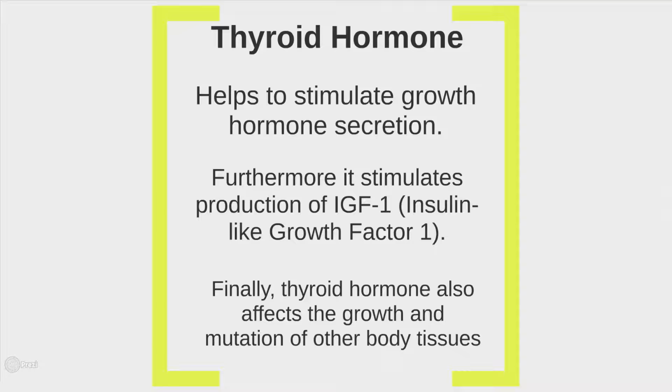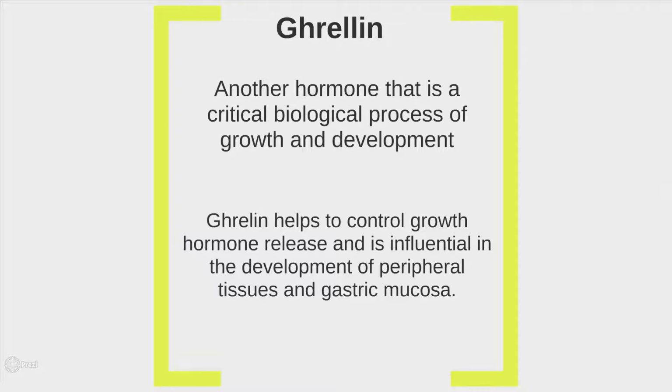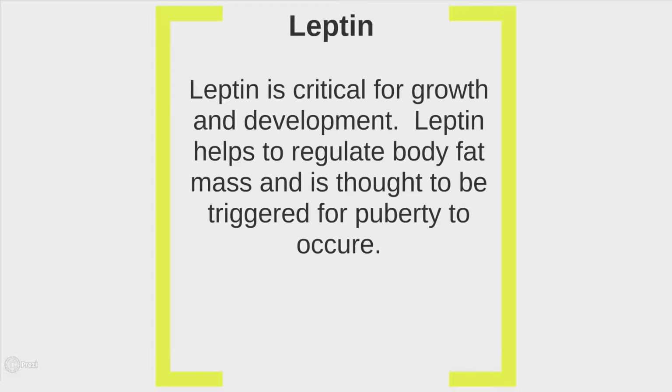Insulin-like growth factor 1 is primarily produced by the liver and mediates the direct effects of growth hormones on the peripheral tissues. It also stimulates target cells that control connective tissue growth and ossification to stimulate muscle and skeletal growth. Ghrelin is another hormone that is critical to the biological processes of growth and development. Ghrelin helps to control growth hormone release and is influential in the development of peripheral tissues and gastric mucosa.